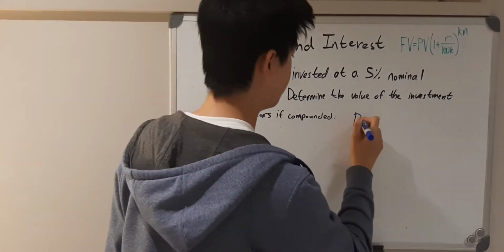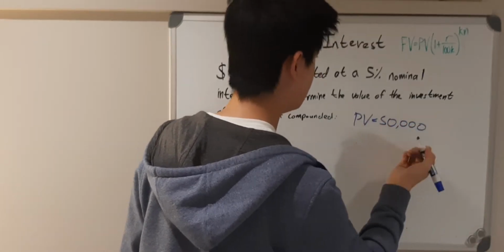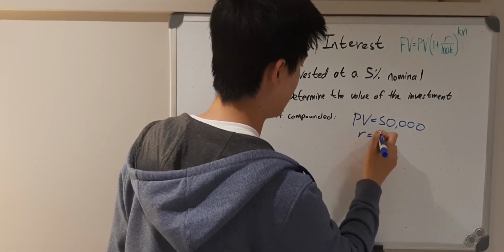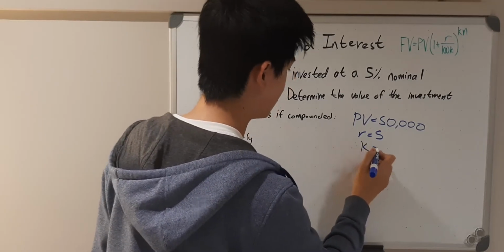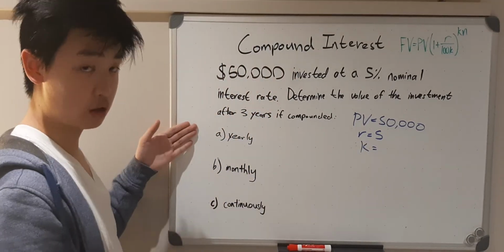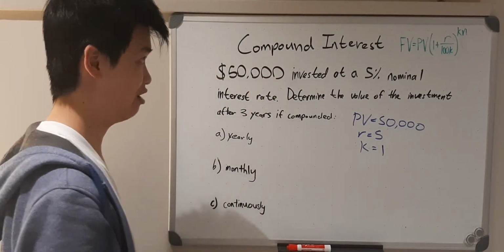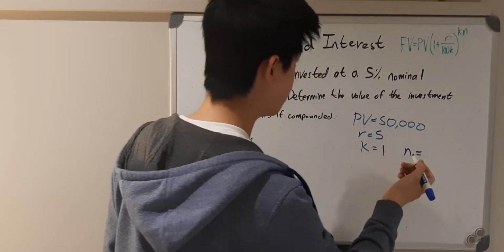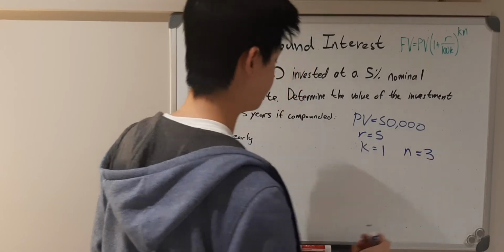So PV, well, we know we start off with 50,000. Okay, and then now we have R. We know which is 5%. So R is 5. K is the amount of times it's compounded per year. For part A, that's going to be once, because there's only 1 year in a year. And then N is going to be equal to 3, because we're calculating for 3 years in the future.